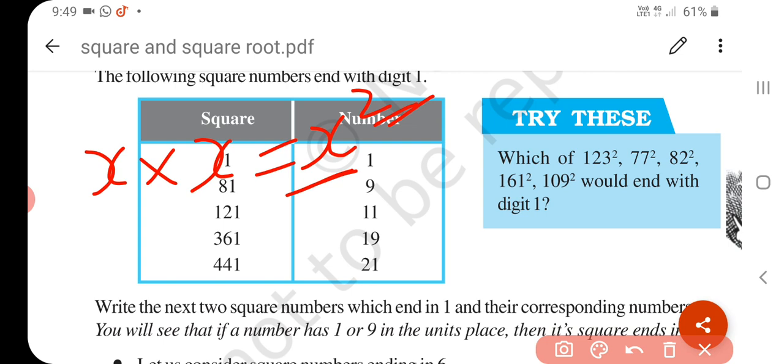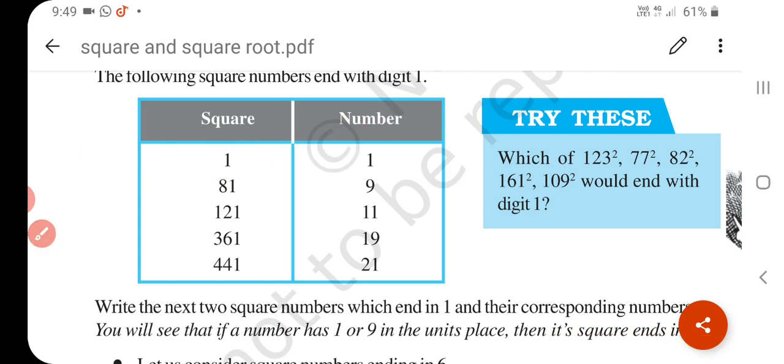Understand? So this is the square of a number. What is the square of a number and what is a perfect square of a number? Okay, have a good day.